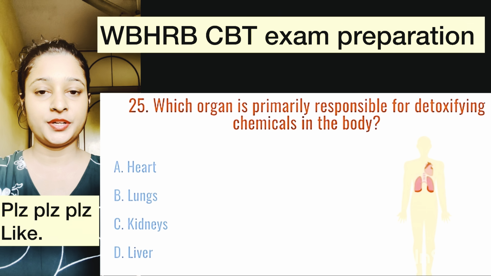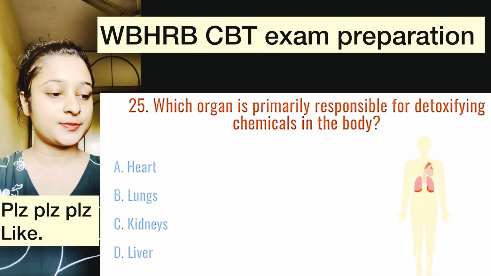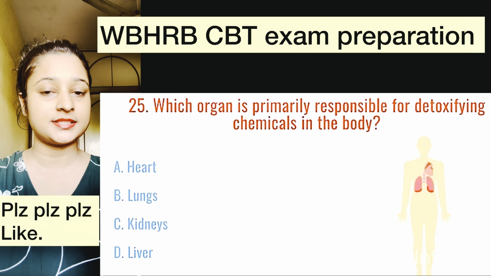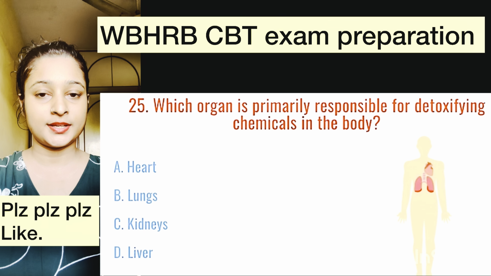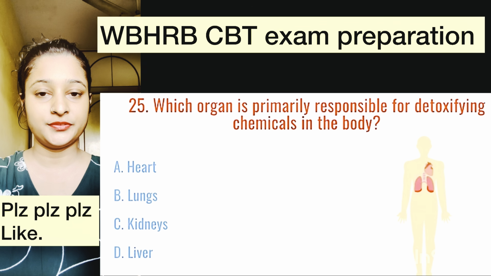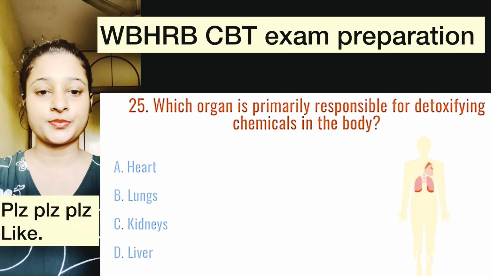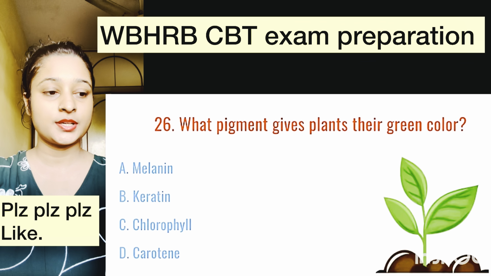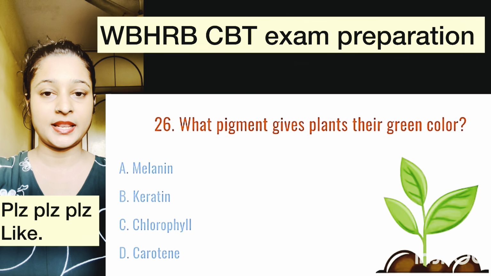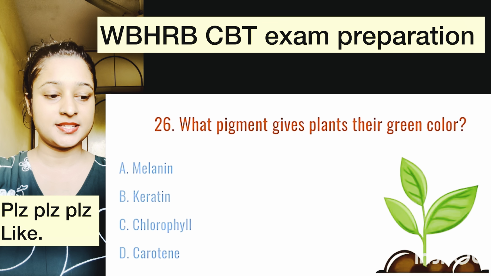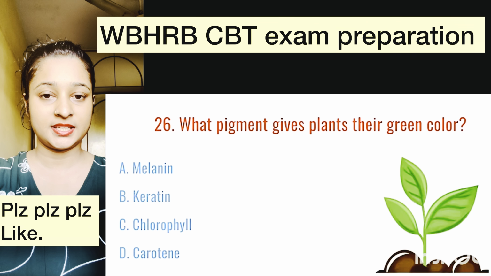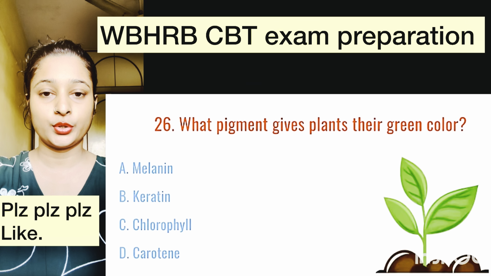Question number 25 which organ is primarily responsible for detoxifying chemicals in the body? Option A is heart, option B is lungs, C is kidney and D liver. Here correct option is option D liver. Question number 26 what pigment give plant their green color? Option A is melanin, option B is keratin, C is chlorophyll and D is carotene. Here correct option is option C chlorophyll.